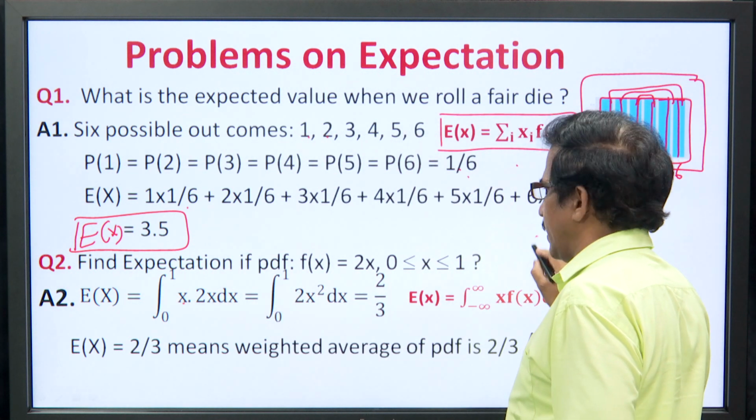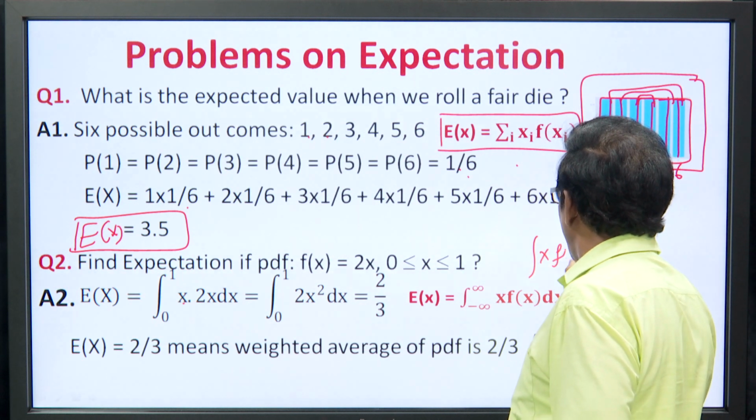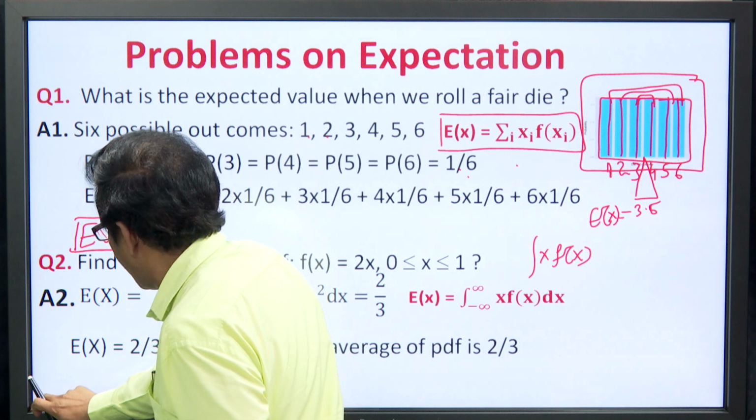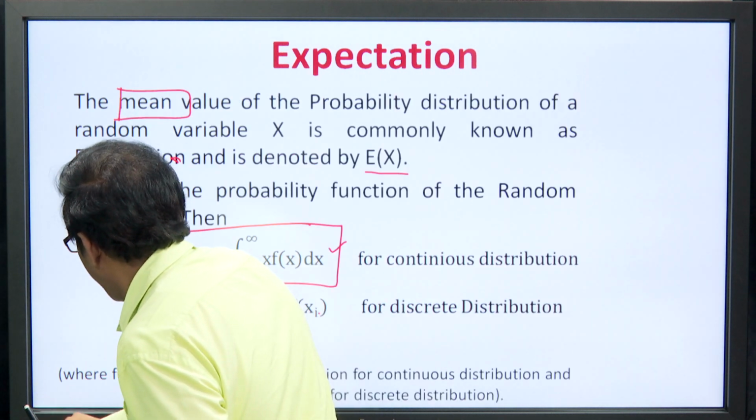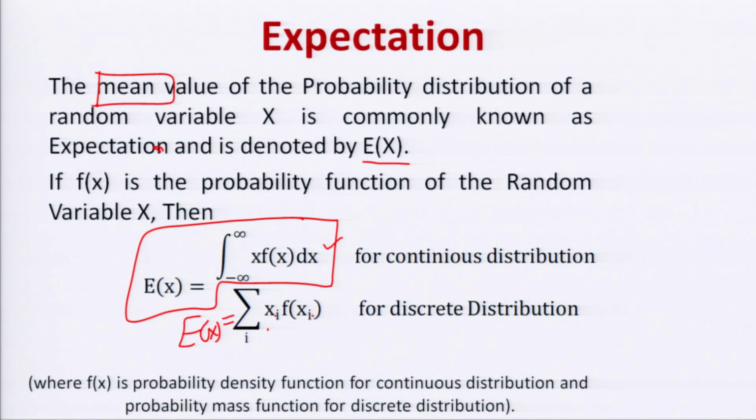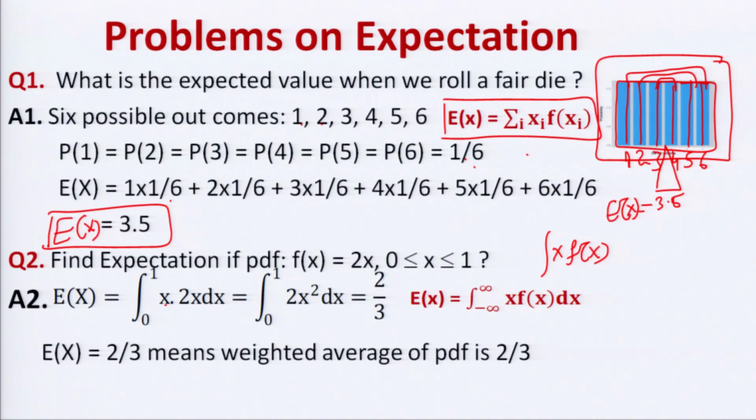Now, the integral formula is x into f(x). As we saw on the previous slide, we have this formula: minus infinity to infinity of x f(x). This is the formula of expectation for a continuous distribution, or continuous probability density function. If we use this formula from minus infinity to infinity of x f(x), here x varies between 0 and 1. So, first of all, we break our limit into minus infinity to 0, plus 0 to 1, and plus 1 to infinity.